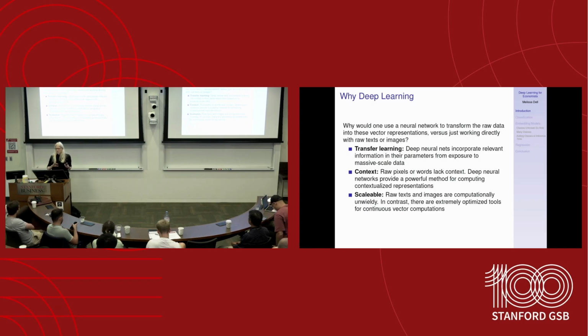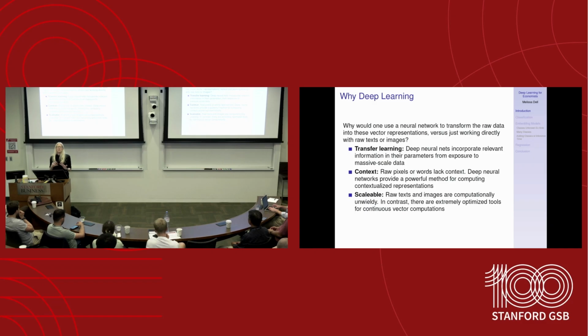And the transformer architecture really excels at being able to map the context in which a word or a pixel appears into the representation, the vector representation of that word or pixel. And then finally, deep learning makes problems incredibly scalable.